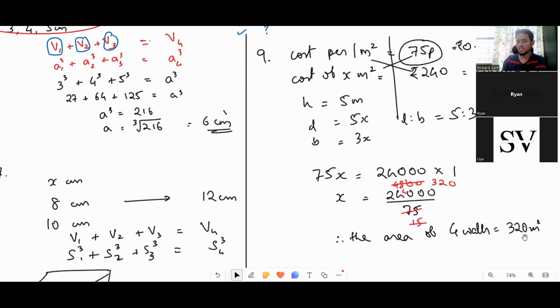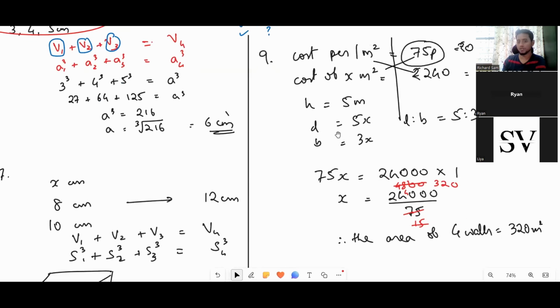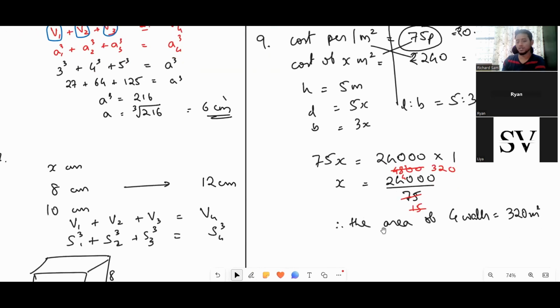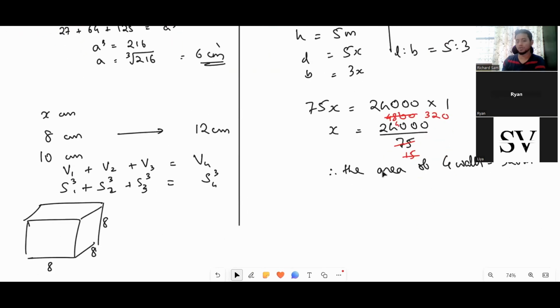Okay, so what we got now is the area of the four walls. Now we know the length, breadth and height of this cuboid. Can we make an equation out of these? Area of the four walls. So what is the formula for area of the four walls?